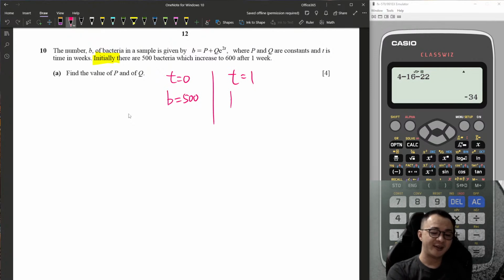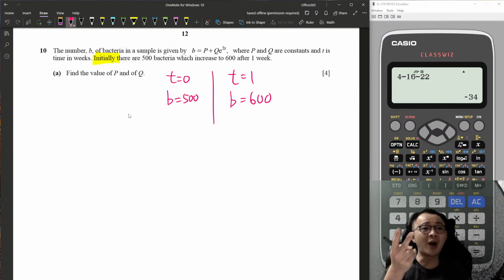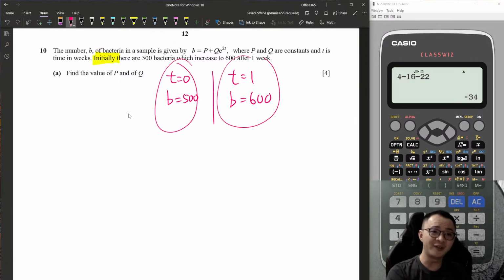My B is 600. Why is this important? Because right now I want to find P and Q. I have 2 unknowns here. So logic tells me I need to find the 2 unknowns. I need to form 2 equations. So this is the reason why I need to have 2 groups of information.